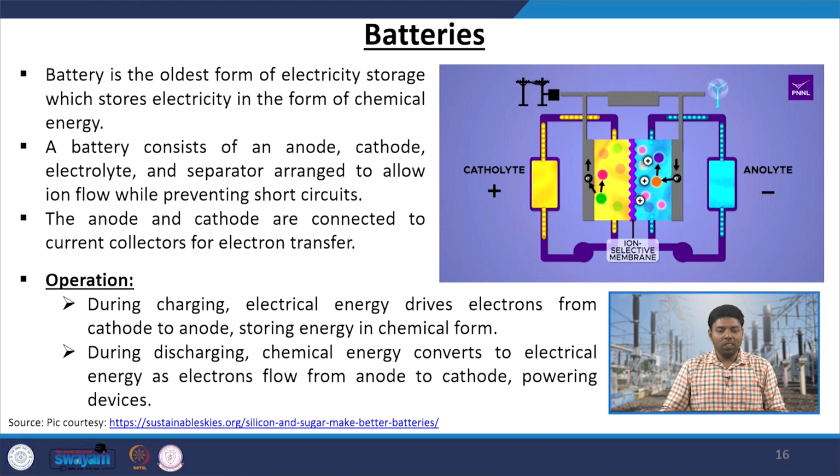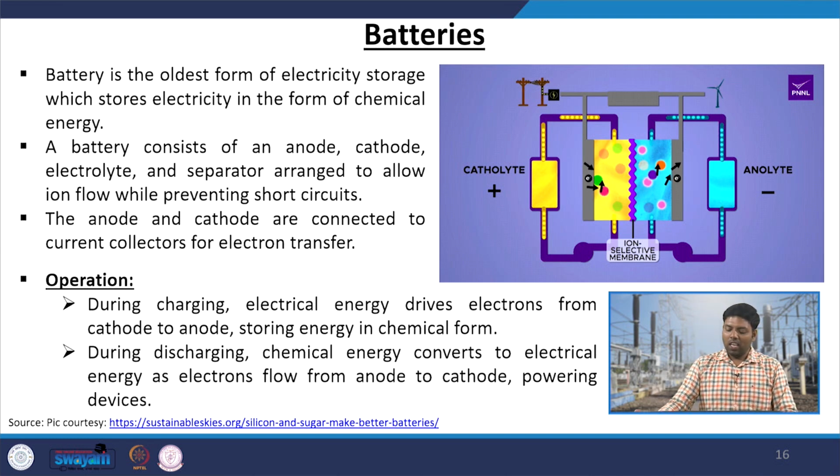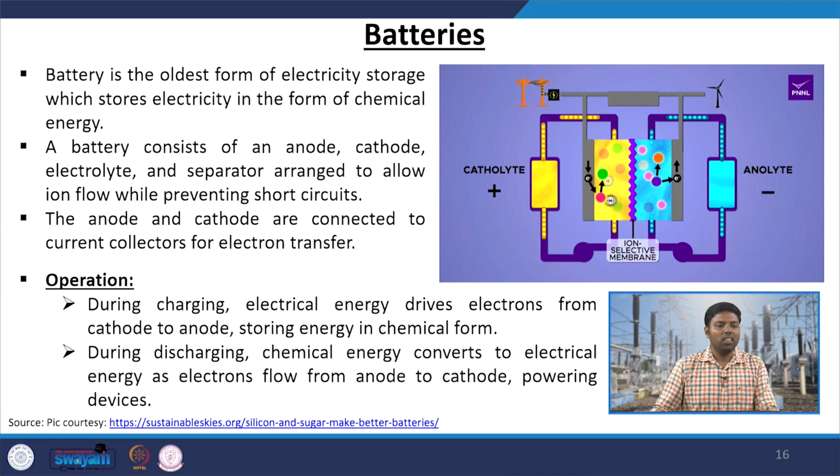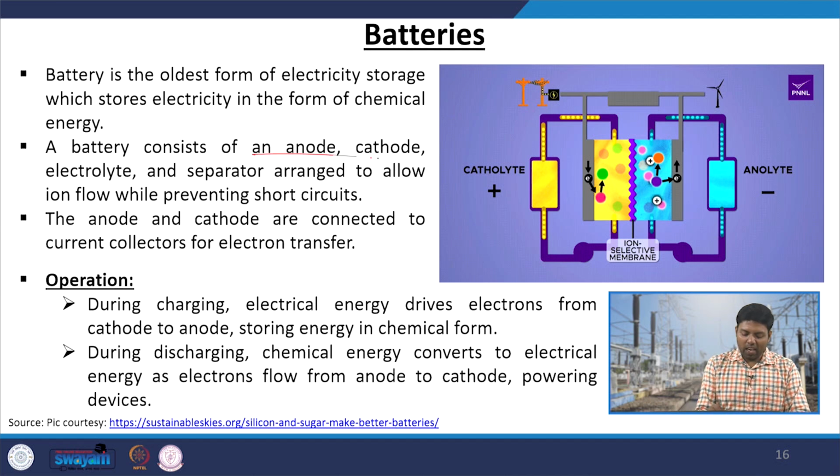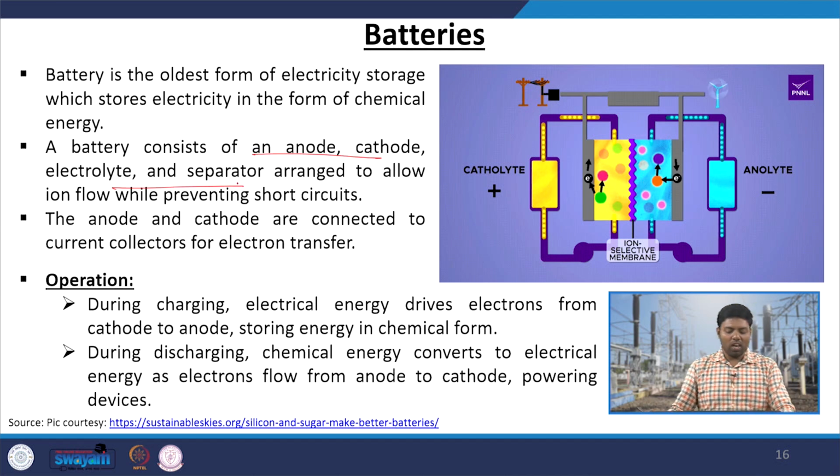The most promising energy storage technology is battery storage technology, where the energy is stored as electrochemical energy. That means it has an anode, a cathode and an electrolyte as a separator arrangement for the flow of ions inside the battery.